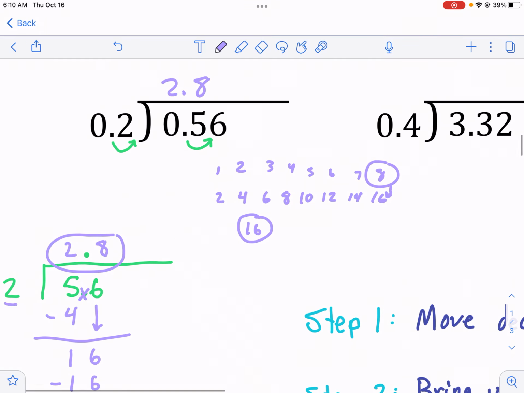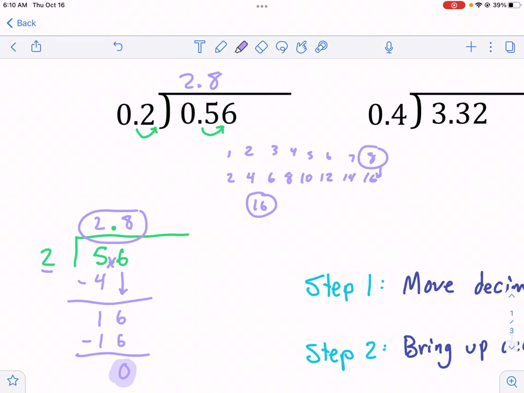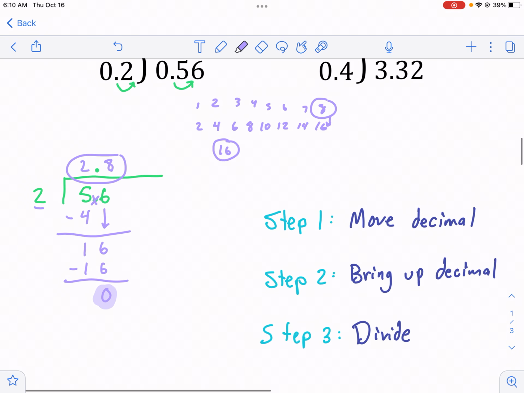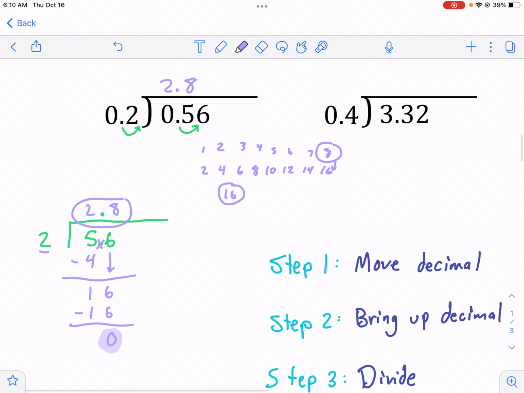Make sure to write it exactly above the place value. So if I need to write that 2 above the 0, that 8 above the 5, and so forth, okay? Very important that you stay organized with the place values as you're doing this type of division. So we finished step 3. We're done with this problem.